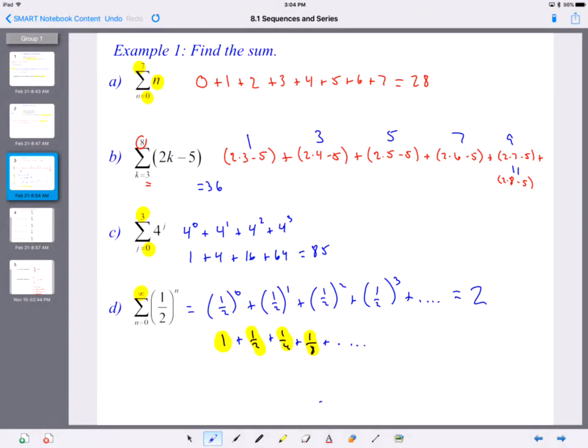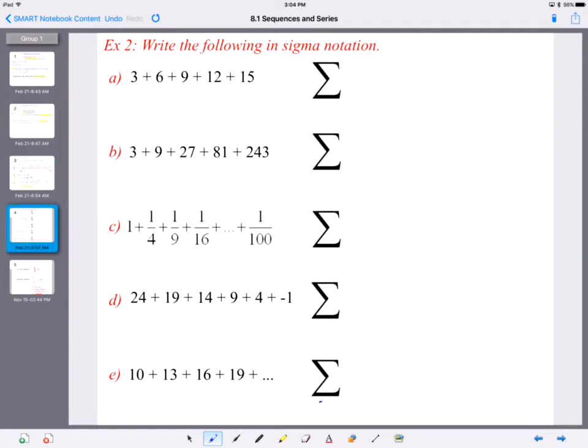So I'll do that in class. The second part of this is actually going backwards, which is usually a little bit more challenging. Anytime we work backwards, it's a little bit more challenging. So I'm going to give you the summation. I'm going to give you the numbers that we're going to add up. And I don't want you just to add them up and tell me what the answer is.